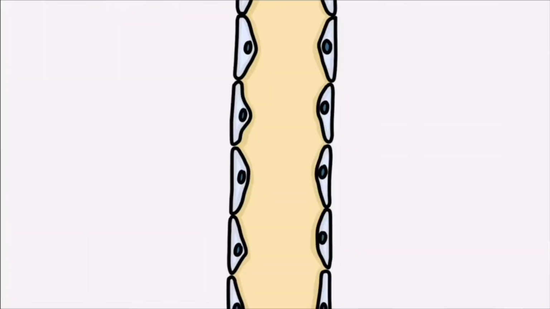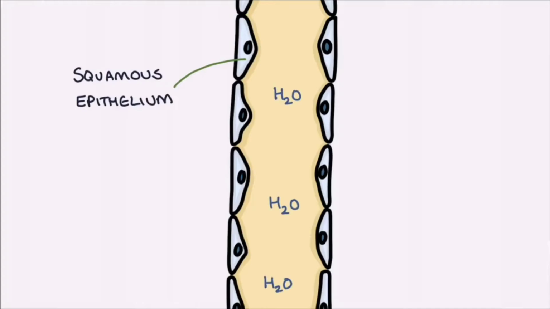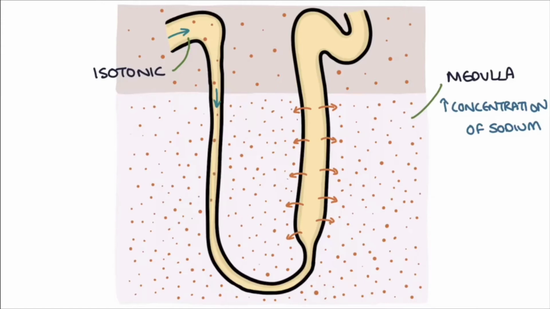The descending loop has squamous cells lining its wall, and these are very permeable to water. So water flows by osmosis from the area of low concentration of solutes in the filtrate to the area of high concentration of solutes in the interstitial fluid of the medulla. This results in the filtrate becoming more concentrated as it loses water on the way down the descending loop, and then becoming less concentrated as it loses sodium and potassium and chloride as they're pumped out in the ascending loop.